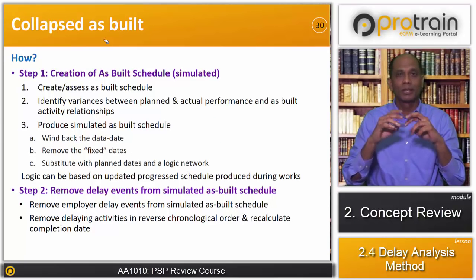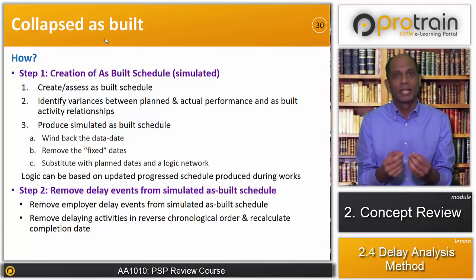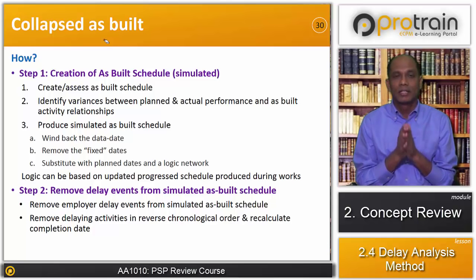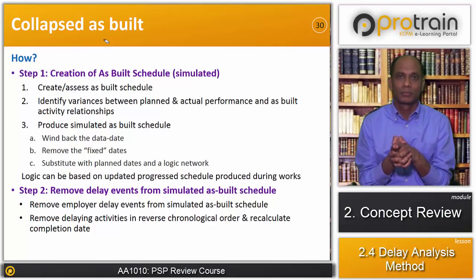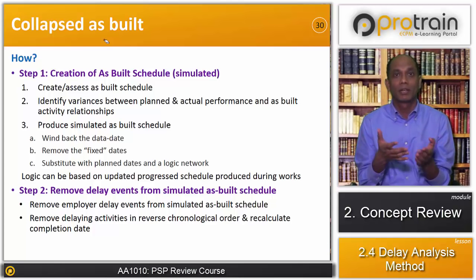Okay, so now let's jump to how the collapse as-built method is applied. As we talked about, there are two broad steps of applying the collapse as-built method. The first step is creation of the as-built schedule. And the second step is to remove delay events from the simulated as-built schedule. So let's go to the first step, that is creation of the simulated as-built schedule. What we are achieving in this step is creating the as-built schedule that will respond to the removal of delay from the schedule. So it is a simulated as-built schedule, not exactly the as-built or updated schedule.